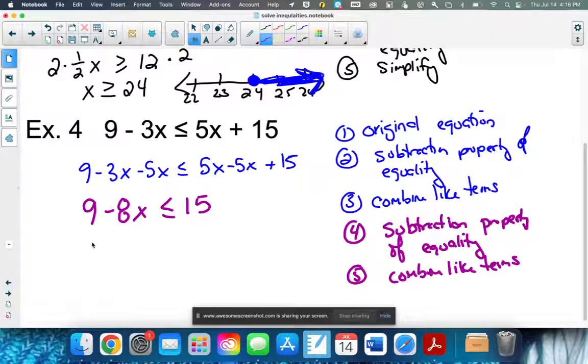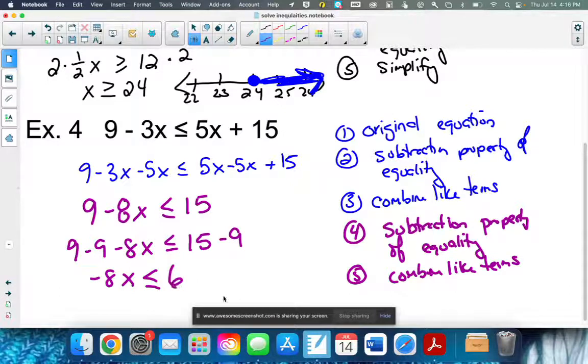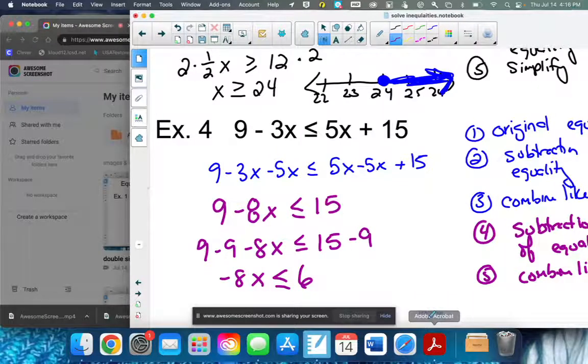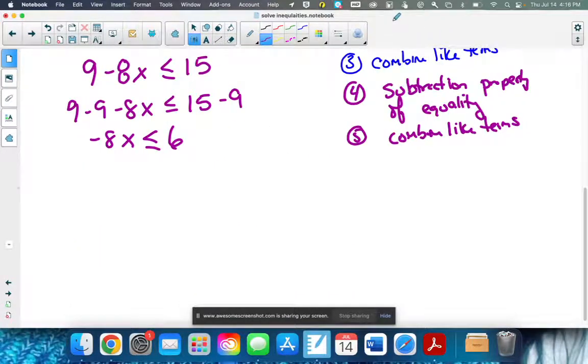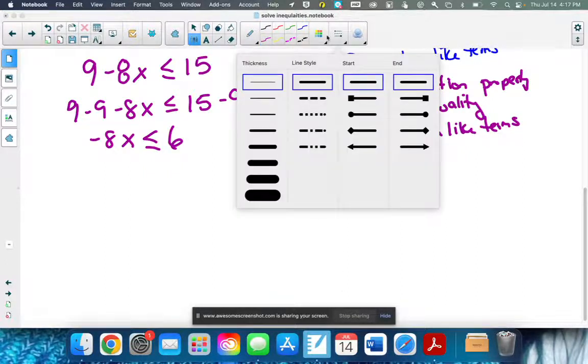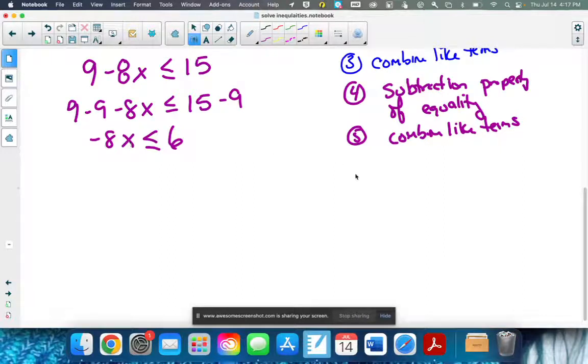Okay, so 9 minus 8x, and then 15 minus 9. Okay, so combine like terms, I'm going to get negative 8x, and 15 minus 9 is 6. Yes, 6. Okay, had to think about it. All right, so last step, since my x is still not completely by itself, right? I have a variable attached to it, which means I have a multiplication statement that I need to deal with.